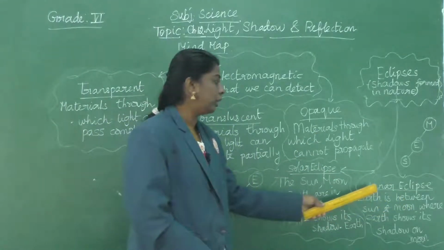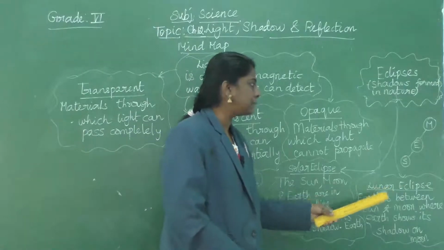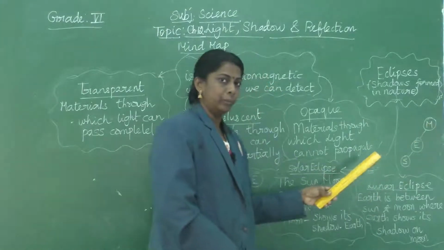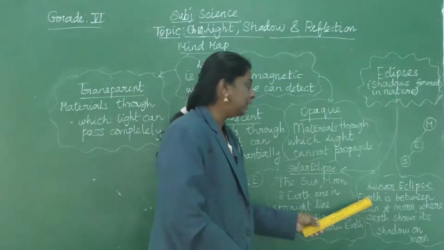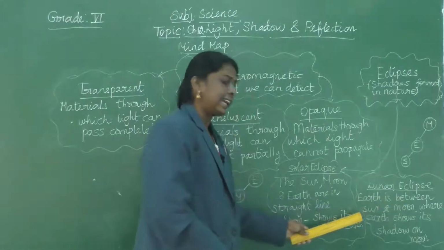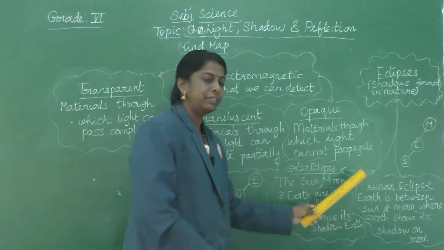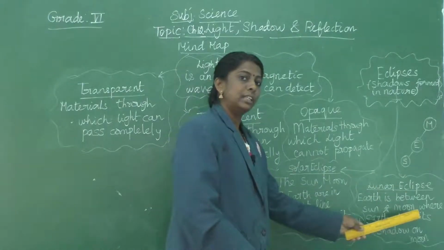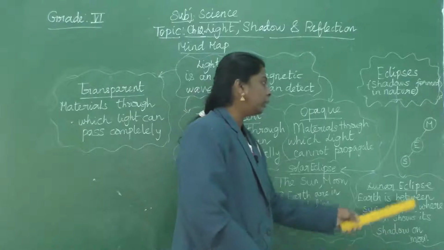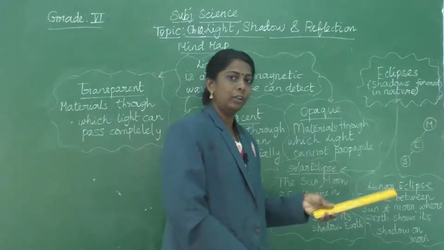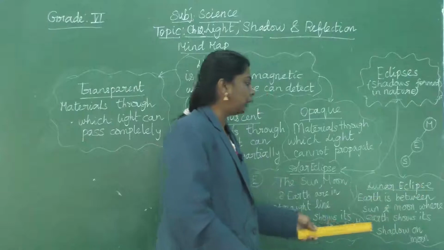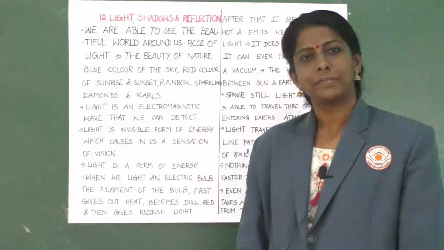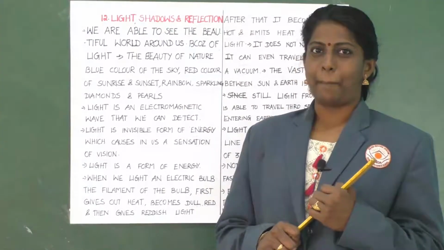Now the next part is about lunar eclipse. What do you mean by lunar eclipse? You can see this picture, sun, earth and moon. So here the earth is between sun and moon, where the earth shows its shadow on the moon. So this is lunar eclipse. We are going to learn all these things in detail. Yes children, let us start the chapter.